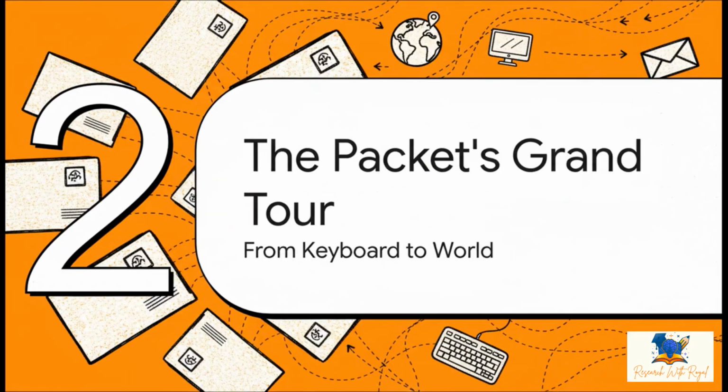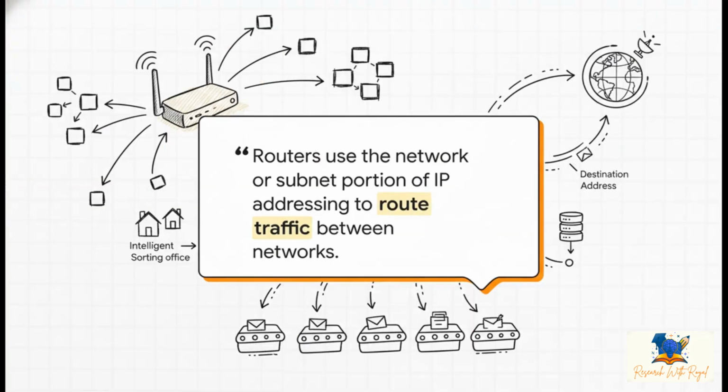Okay, so let's get back to our email. It's been broken down into these little digital envelopes we call packets. Each one is stamped with that Tokyo IP address, and now it's ready to hit the road. The real heroes of this trip are devices called routers. You can seriously think of them as these super fast, super smart postal sorting offices. They don't care what's inside the packet. Their one and only job is to look at the destination address and say, okay, you need to go that way, and send it along.